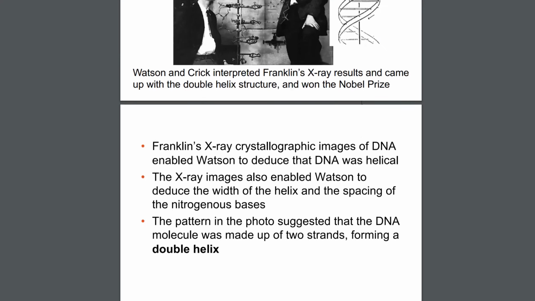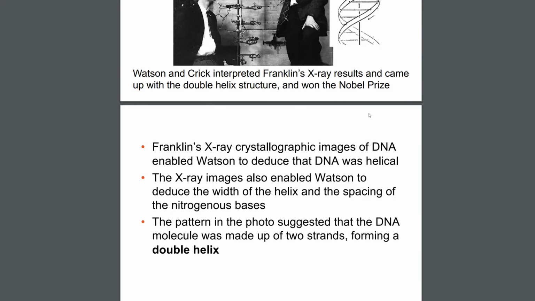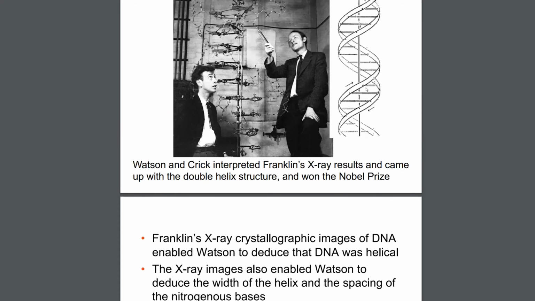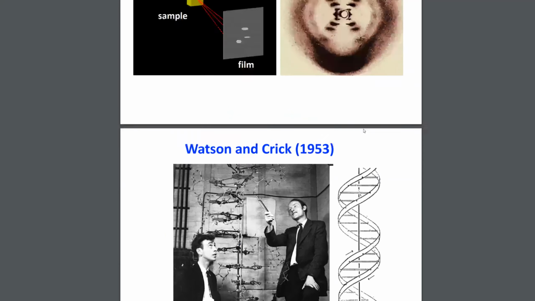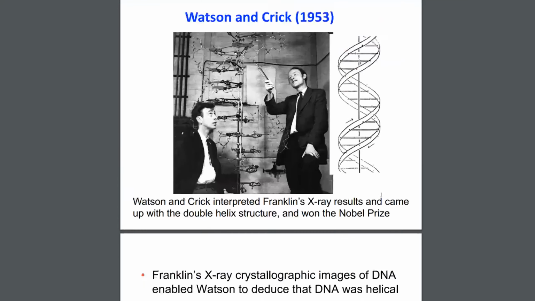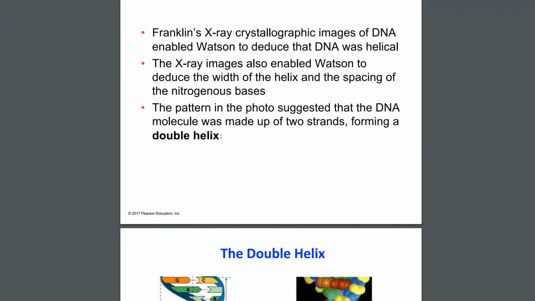And like we said, when it came to the double helix structure, they saw it as helical first, but since the DNA molecule was thought to be made up of two strands, as we can see in this general photo, they ended up naming it the double helix.